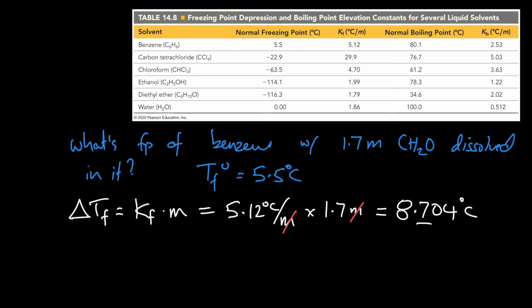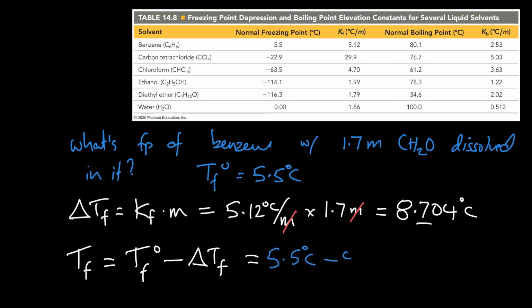All right, now we got to calculate the freezing point. So what happens here is the freezing point goes down, so the new freezing point is the old freezing point, right? The original freezing point of the pure thing minus the freezing point depression. So you don't have to write it as an equation if you want to. You just have to remember that the freezing point is going down by whatever you calculate here. So what do we have? We got the 5.5 degrees that we start with, and it's going down by 8.704 degrees.